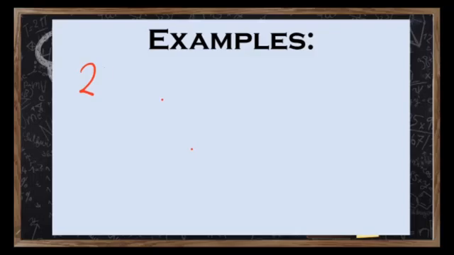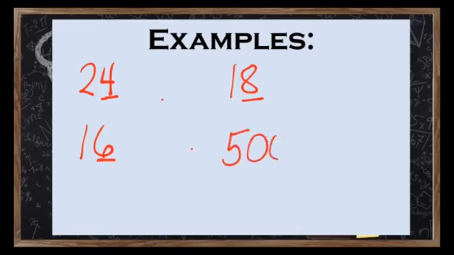Example, 24. 4 is an even number, therefore 24 is divisible by 2. Another one, 16. 6 is also an even number, therefore 16 is also divisible by 2. Another example, 18. 18 is an even number because it ends with 8. Therefore, 18 is also divisible by 2. Another example, 500. 500 ends with 0. 0 is an even number. Therefore, 500 is also divisible by 2.